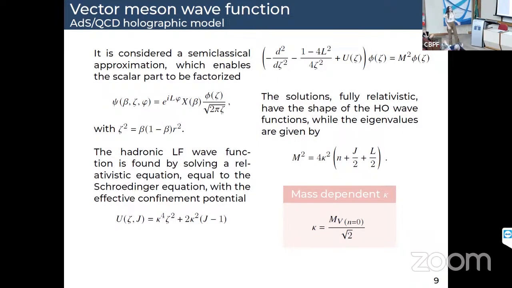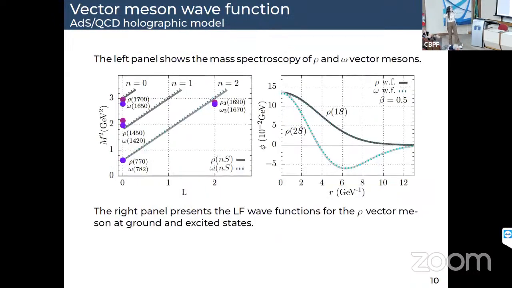The original work used a kappa that's fixed for all vector mesons, but we let the kappa depend on the vector meson mass for the ground state. So our kappa will be different for each vector meson family. We will have a kappa for the rho, a kappa for the omega, and a kappa for the phi vector meson.